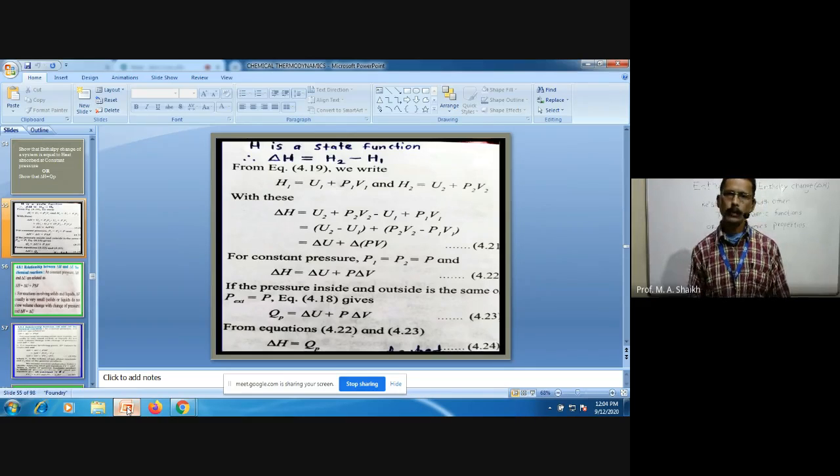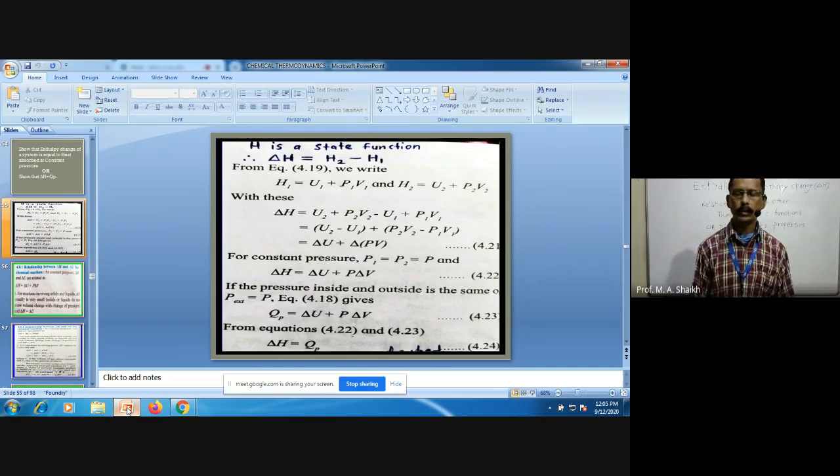So in short, by using the mathematical equation H is equal to U plus PV, you can find the values of H1 and H2. So H1 is equal to U1 plus P1 V1, and H2 is equal to U2 plus P2 V2. We have to put these values in the equation of delta H. Since delta H is equal to H2 minus H1, the value of delta H is equal to U2 plus P2 V2 minus U1 minus P1 V1.